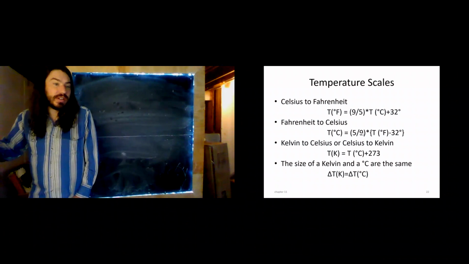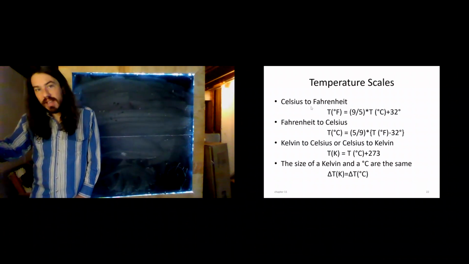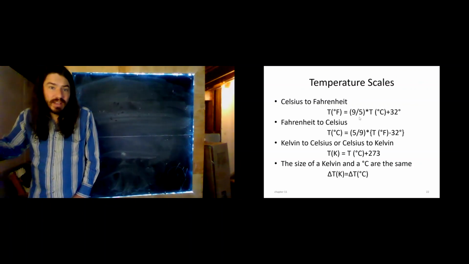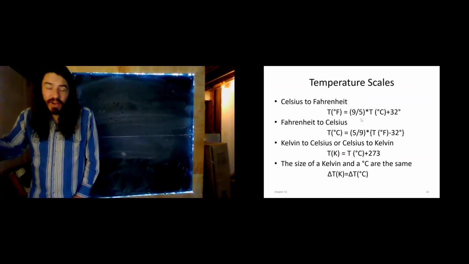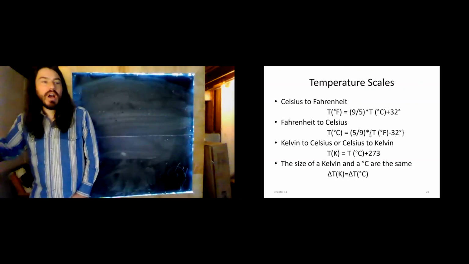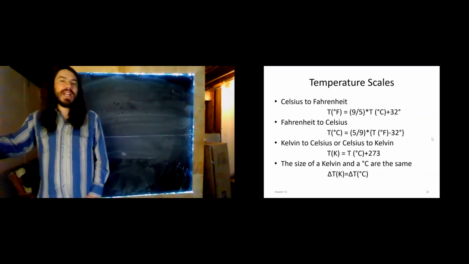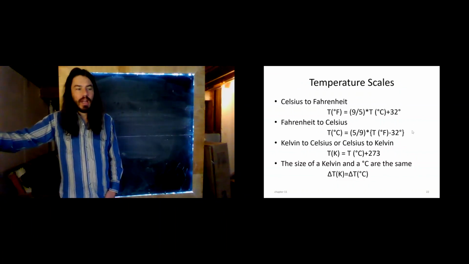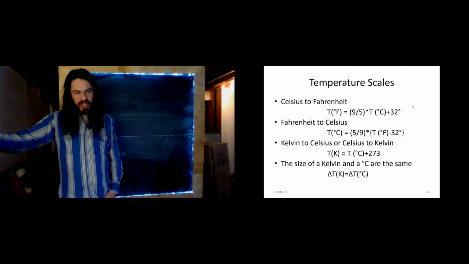Whereas the size of a Celsius degree and the size of a Fahrenheit degree are not the same. A Celsius degree is bigger. In fact, it is 9/5 of a Fahrenheit degree. So almost twice a Fahrenheit degree. About 1.8 times a Fahrenheit degree is 1 degree Celsius. But again, I'm not going to ask you to do a bunch of conversions there. But you should know that there is an equation. You can do it if you need to.